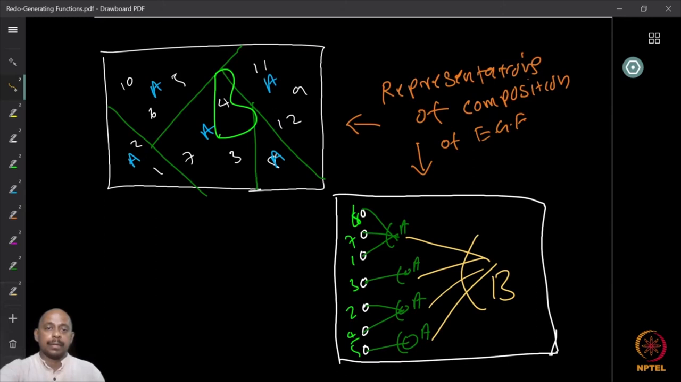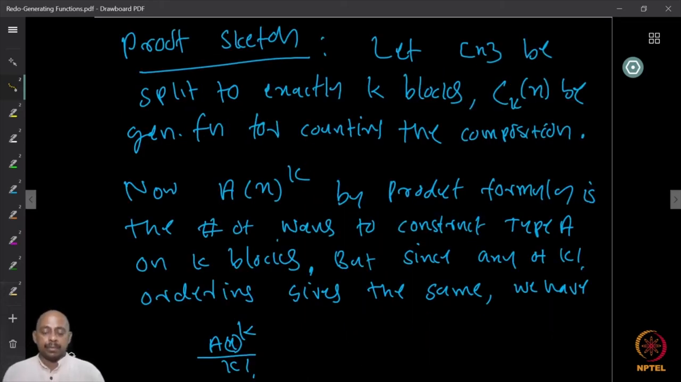Okay. So I will give you a sketch of the proof. Like in the previous case, what is the idea here? We know that we start with the set 1 to n, and then we split it into different blocks. When I split into different blocks, it must be some number.